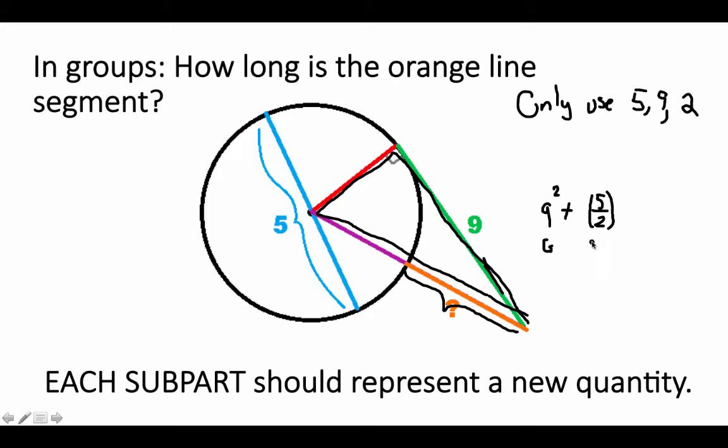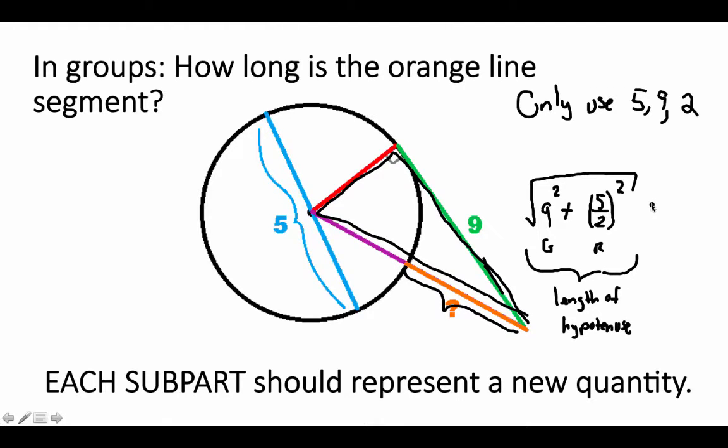All right, so here I'm going to put green. That's the length of the green line. Here I'm going to put red. If I square those and I then add them and square root them, this now is the length of the hypotenuse. But I don't want the length of the hypotenuse, I only want the orange one, so I'm going to have to subtract out the purple. What's the purple? Well, that's also the radius of the circle. So if I minus 5/2 again, this now is the length of the orange line.